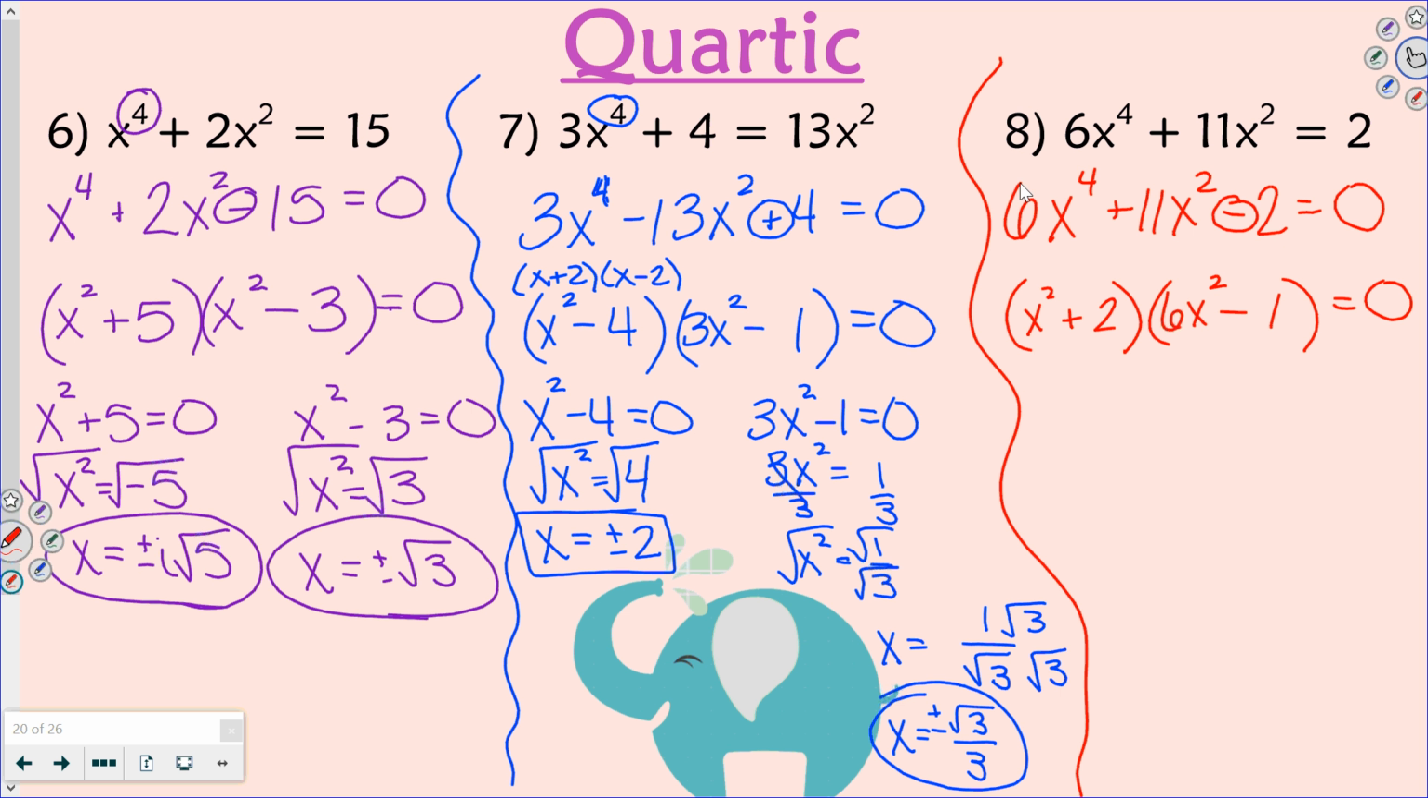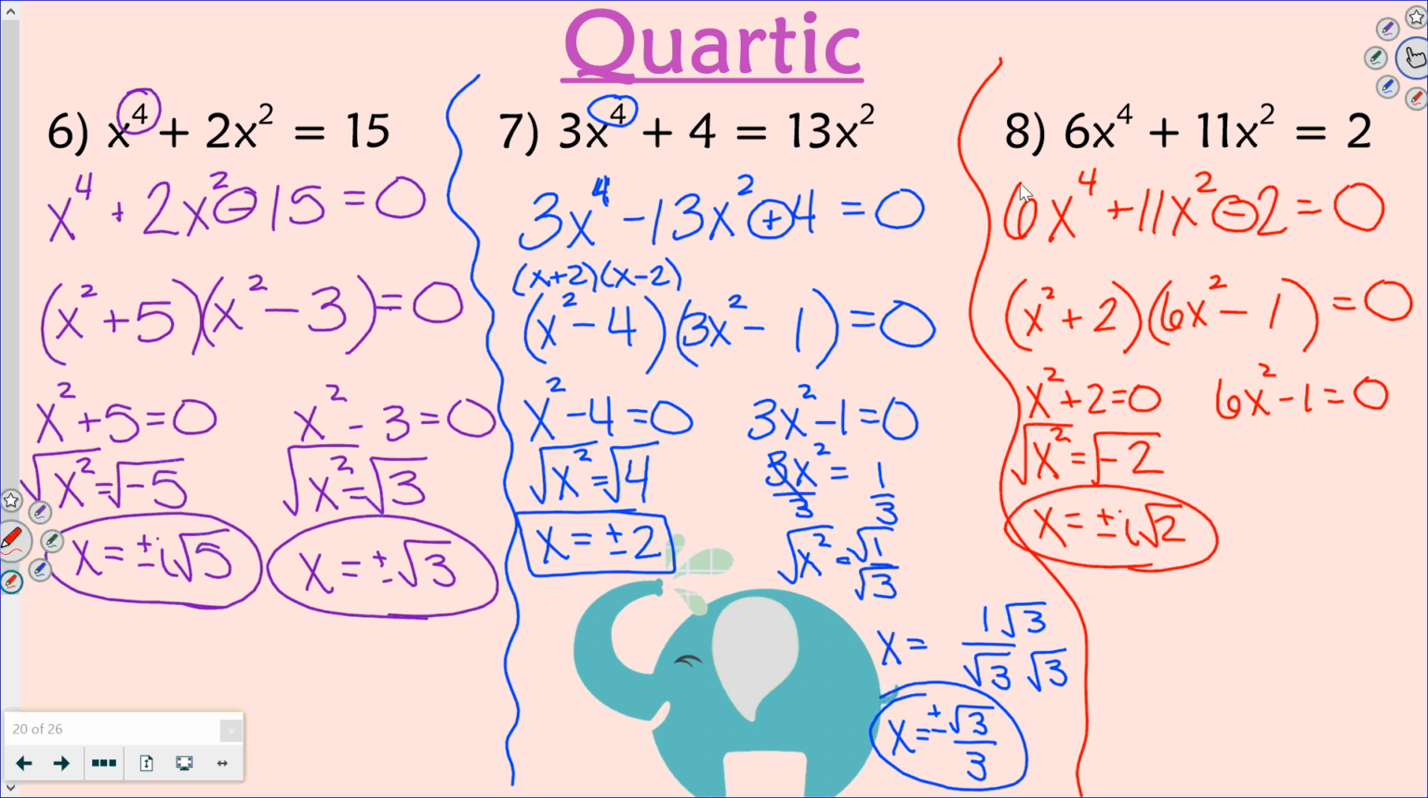All right, then set each factor equal to 0. And then solve. So we have to subtract 2. So x squared equals negative 2. Square root. So we should have gotten plus or minus i radical 2. Will that show on a graph? Nope. Here we have to add the 1. Then we divide by 6. x squared equals 1/6. Take the square root of both sides, or top and bottom.